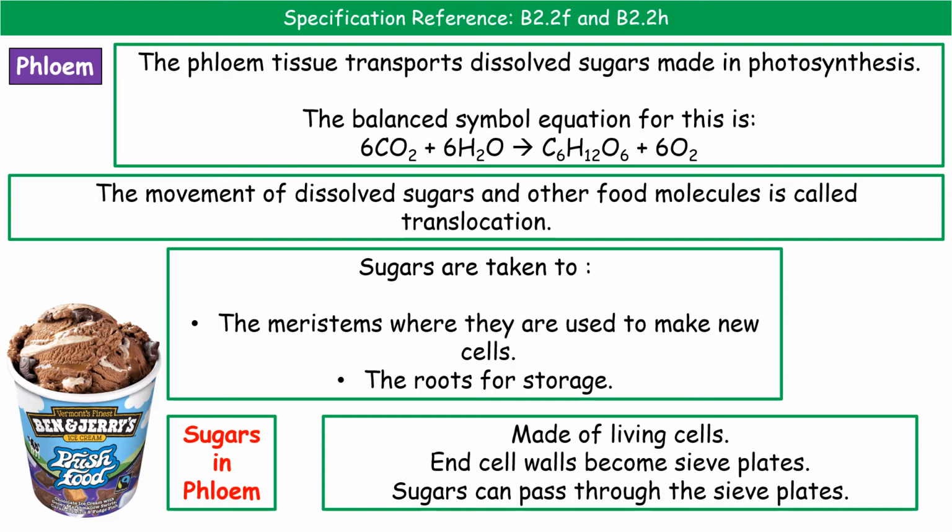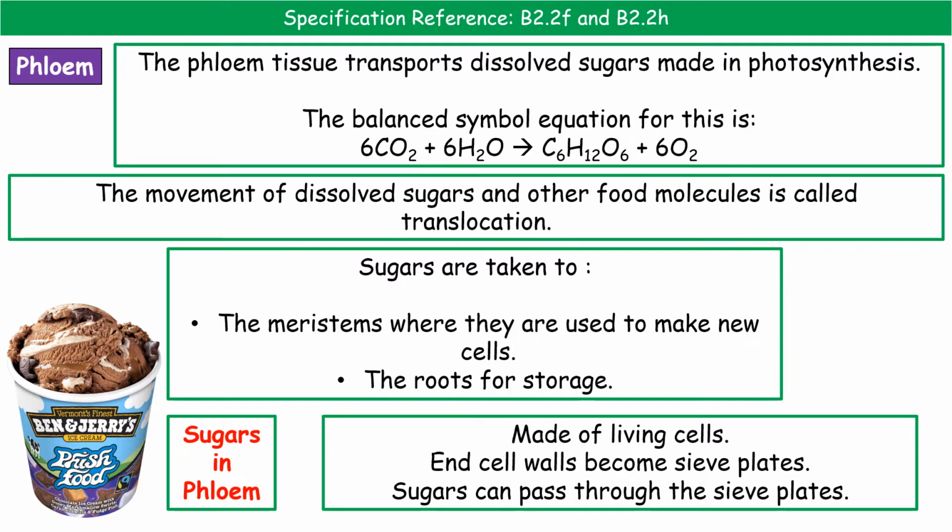Now key areas that we need sugar in our plant, the meristems, which we established are those undifferentiated cells in our plant, which is where we're going to need those sugars to make new cells. Or it could even go all the way down to the roots where we can store it. Think particularly about those plants that use things like bulbs and the like. Great for storage down there.